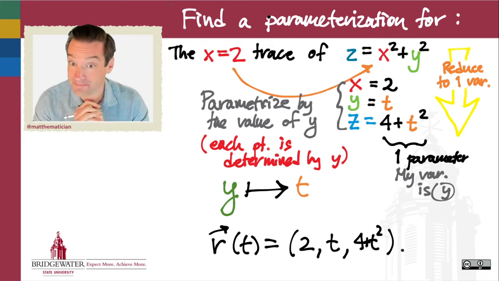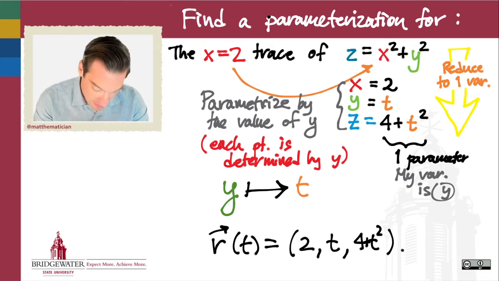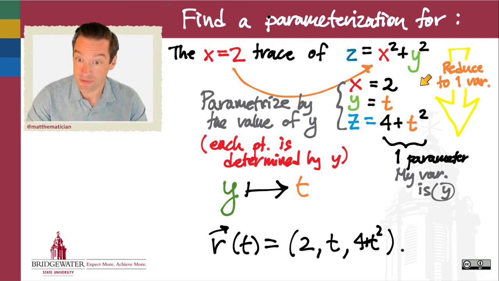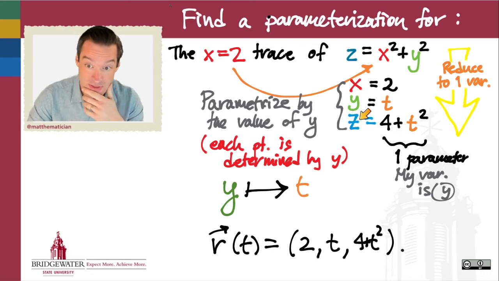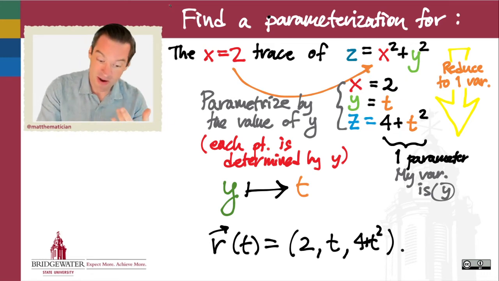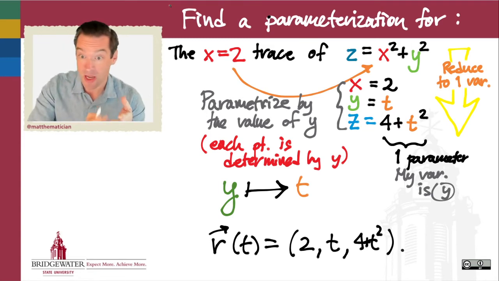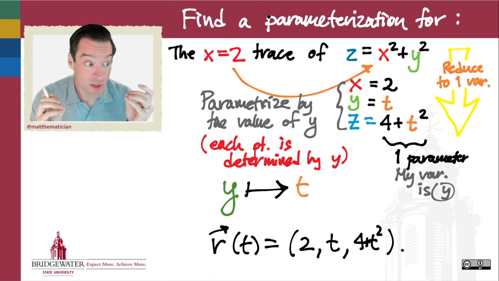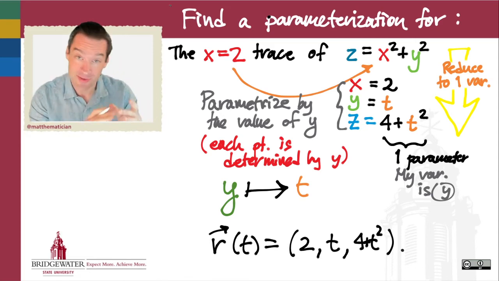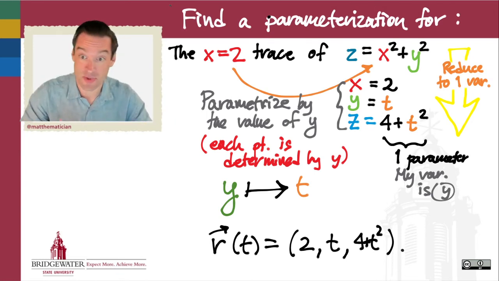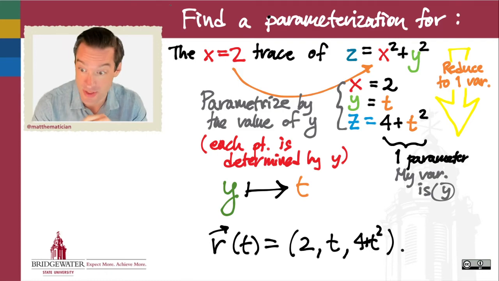So again, that's my recommendation as we're starting to get our feet wet in determining parameterizations: always have this frame in mind that we need to specify what is x, what is y, and what is z, and let's use all the information at our disposal to make it so that those right-hand sides depend only on a single parameter. And in this case, we figured out that y could be that parameter, and so then we just replaced y by t and we have our parameterization.